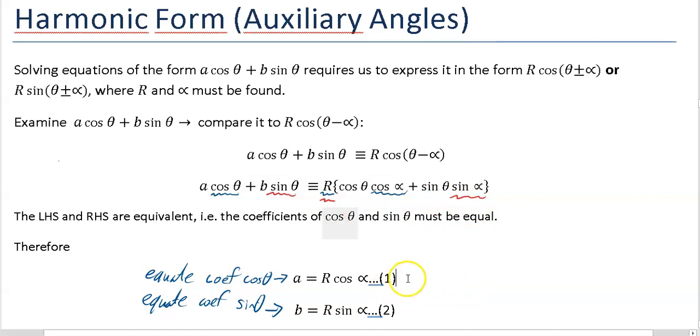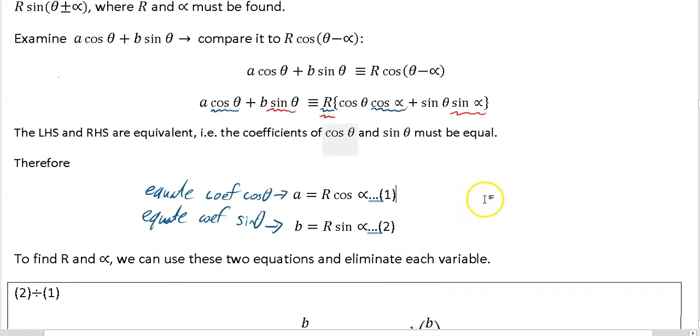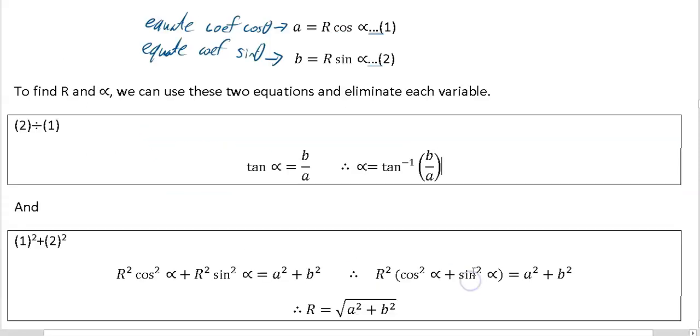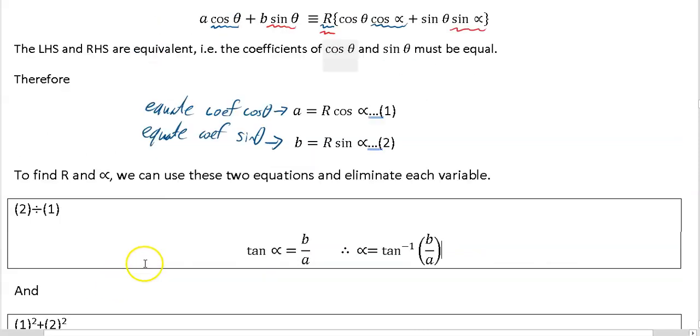Okay, so you've got these two equations, and what you can do with these two equations is divide the second one by the first one, and the r's will cancel. So you're going to get tan alpha is equal to b divided by a, and then you can work out your value of alpha by doing the inverse function of tan. Likewise, you know that r cos alpha equals a, r sin alpha equals b.